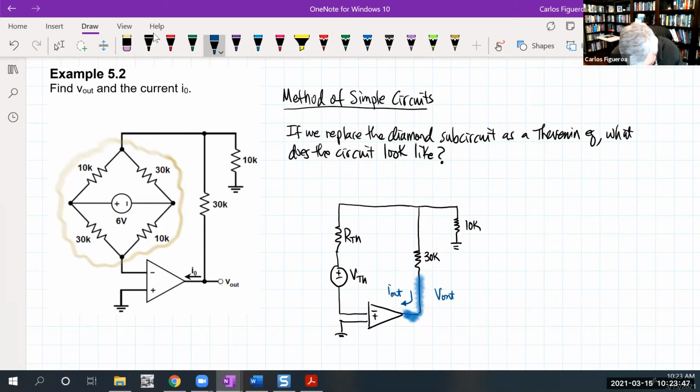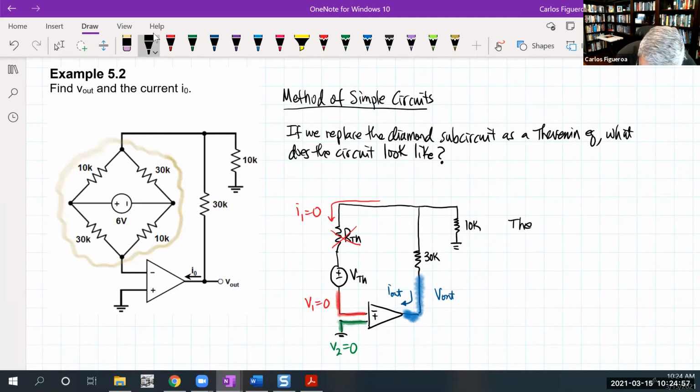Now, what's really special about this circuit? We can see that this node right here, the positive input, is node V2. But wait a minute, it's connected to ground, so that's 0. This immediately tells me that this red node, which we call V1, must also be 0. That means the current through this whole branch must be 0, so it kills off the Thevenin resistor.